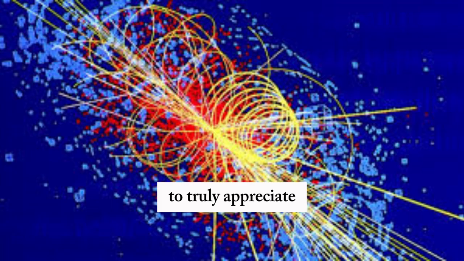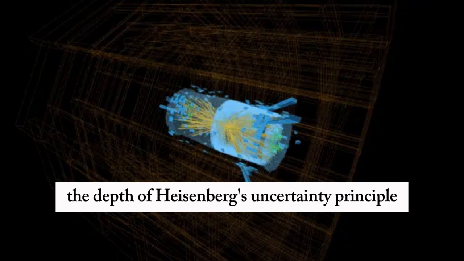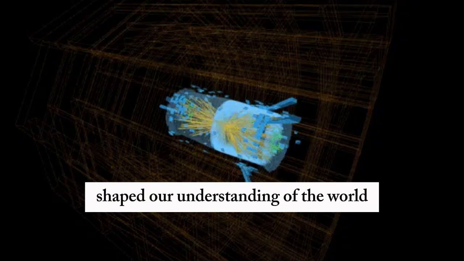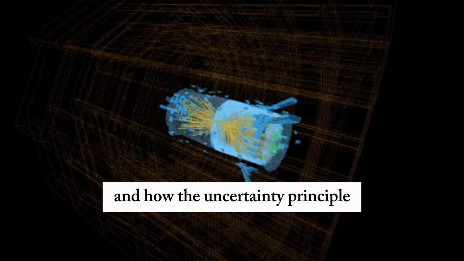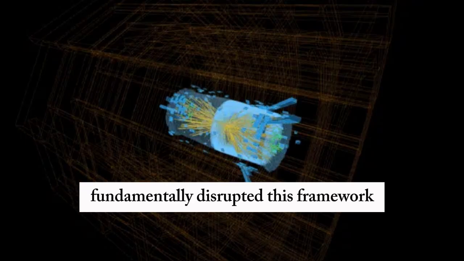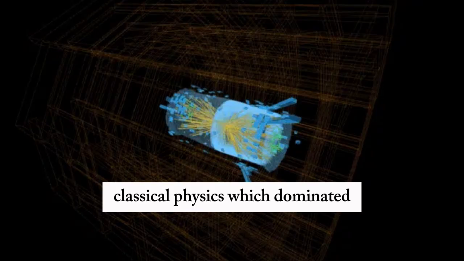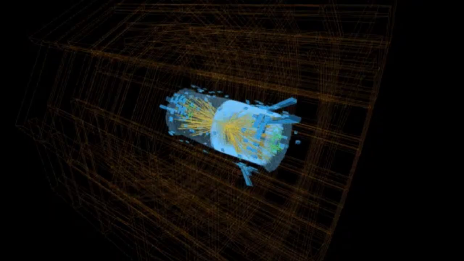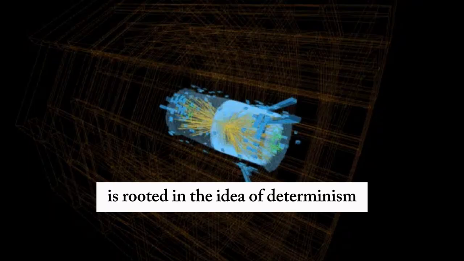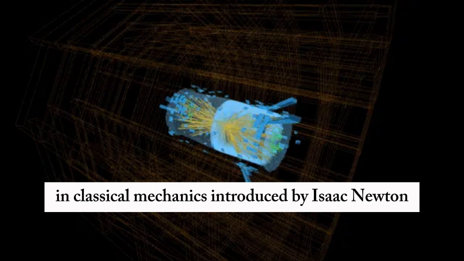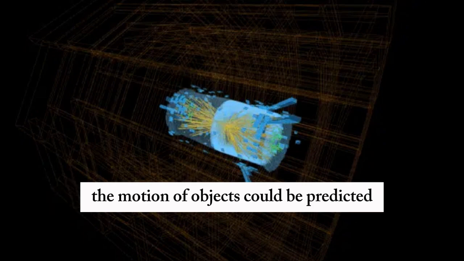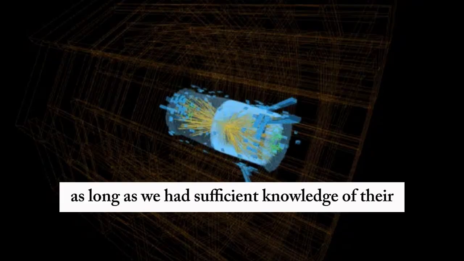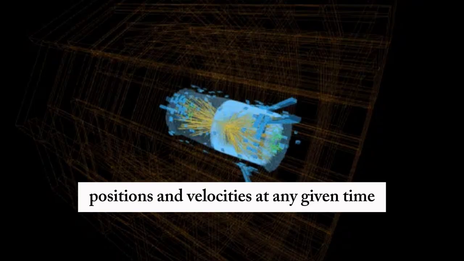To truly appreciate the depth of Heisenberg's uncertainty principle, it's essential to first look at how classical mechanics shaped our understanding of the world and how the uncertainty principle fundamentally disrupted this framework. Classical physics, which dominated our understanding of the physical world for centuries, is rooted in the idea of determinism. In classical mechanics, introduced by Isaac Newton, the motion of objects could be predicted with absolute certainty, as long as we had sufficient knowledge of their positions and velocities at any given time.